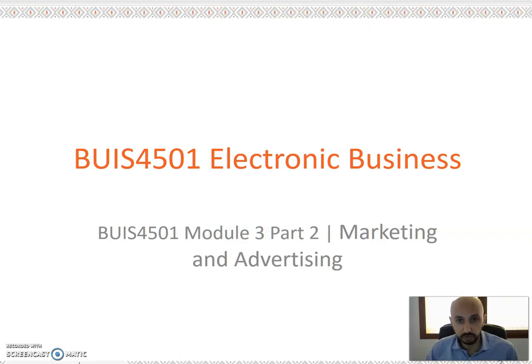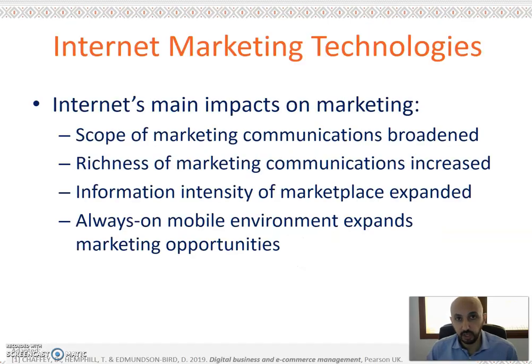This week we're going to continue in marketing and advertisement. This week we will focus on the technologies that have been used through the internet. The internet has a main impact on marketing because of the scope of marketing communication. Even the richness of marketing communication increased through the internet technology that we are going to list today. Information intensity on the marketplace, which we call the market space over the internet, expanded.